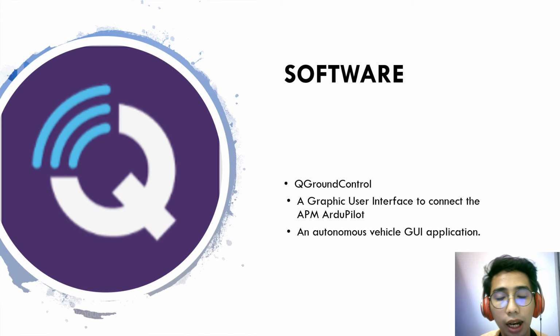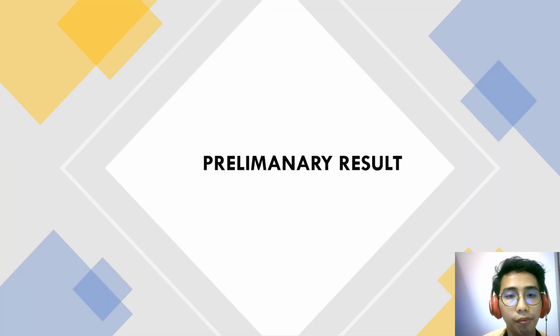Okay, and then for the software, I'm going to use QGroundControl software. It is a graphic user interface to connect the APM autopilot, and it is one of the software that is easiest to use to do the mission planning, and also it is available on mobile phone, not only on computer, and it is an autonomous vehicle GUI application.